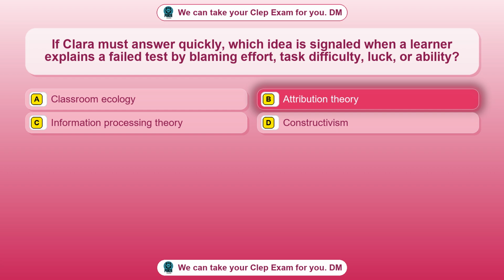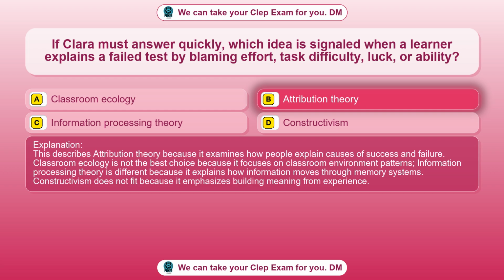Attribution theory. This describes attribution theory because it examines how people explain causes of success and failure. Classroom ecology is not the best choice because it focuses on classroom environment patterns. Information processing theory is different because it explains how information moves through memory systems. Constructivism does not fit because it emphasizes building meaning from experience.